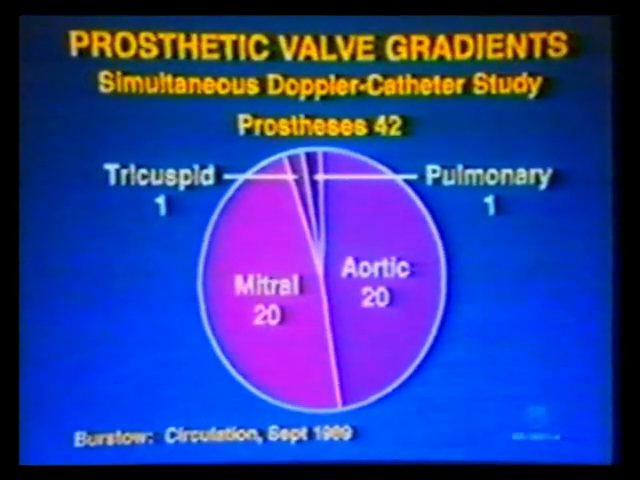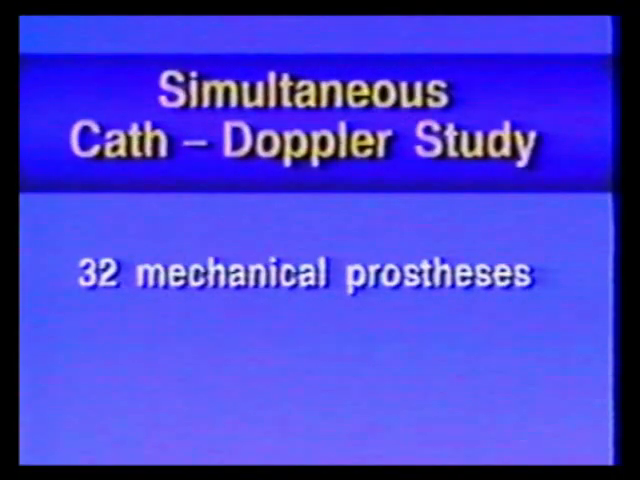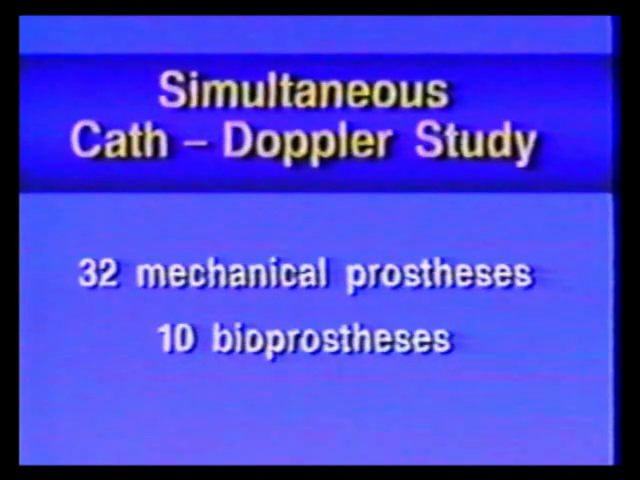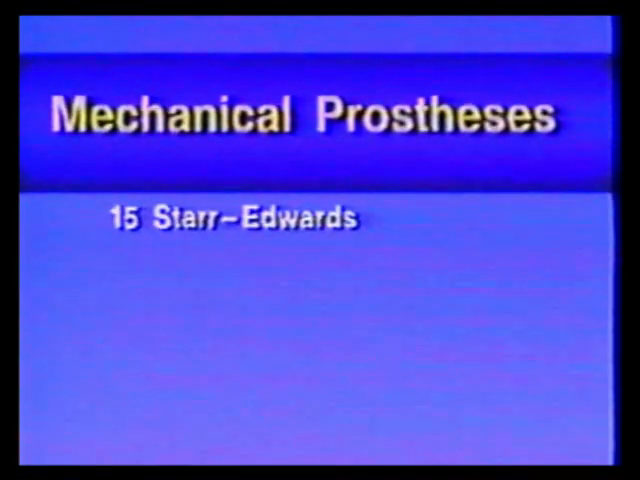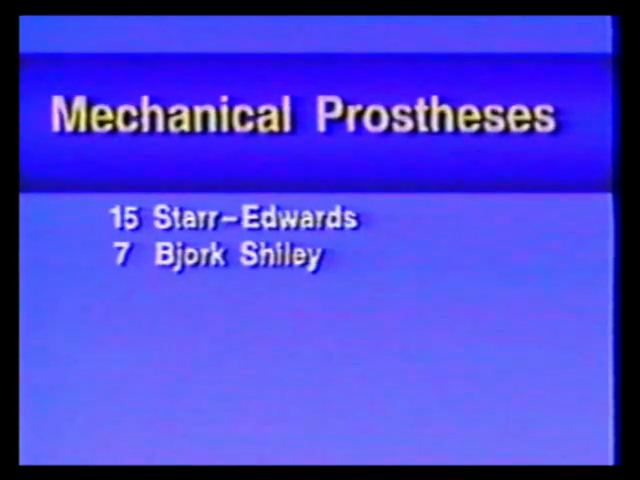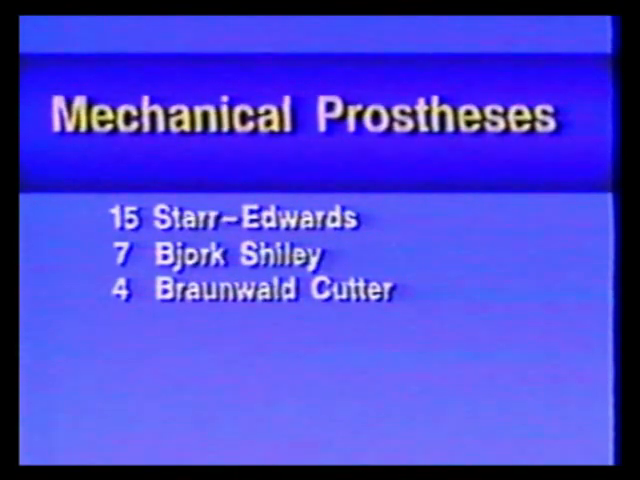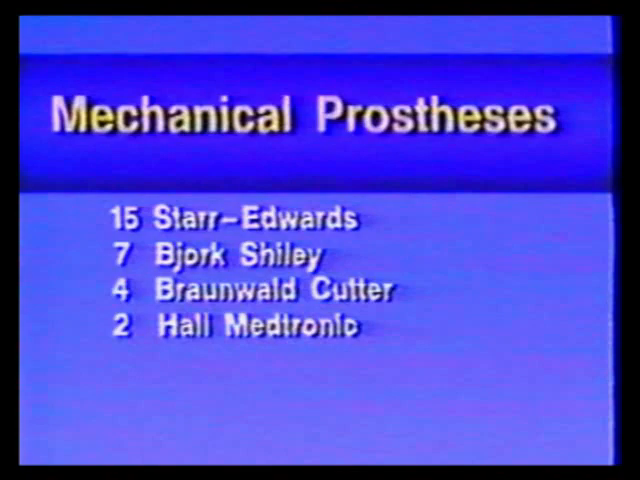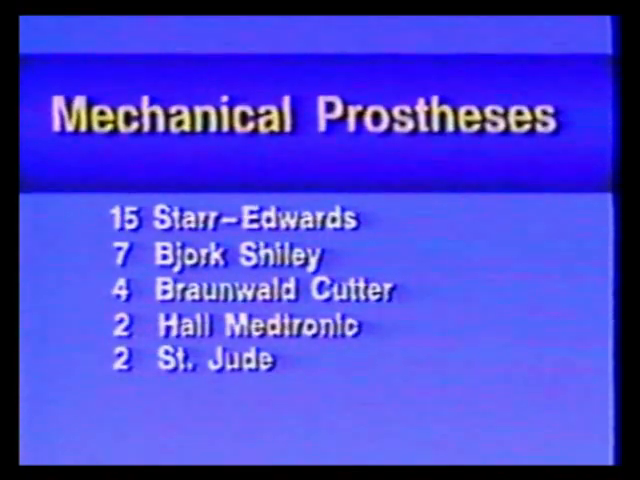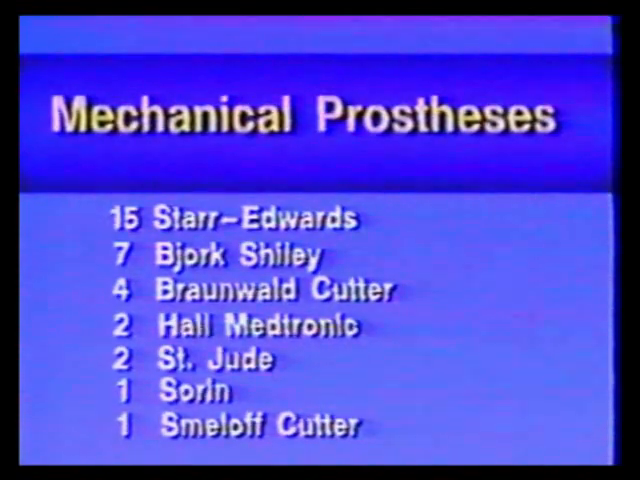The study group was made up of 36 patients with 42 prostheses. There were 20 mitral and 20 aortic prostheses, as well as 1 tricuspid and 1 pulmonic. There were 32 mechanical prostheses and 10 bioprostheses. The mechanical valves included 15 Starr-Edwards, 7 Bjork-Shiley, 4 Braunwald-Cutter mitral prostheses, 2 Hall Medtronic, 2 St. Jude, 1 Sorin, and 1 Smeloff-Cutter.